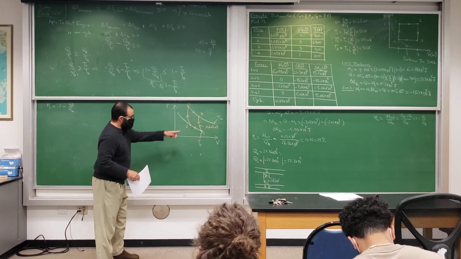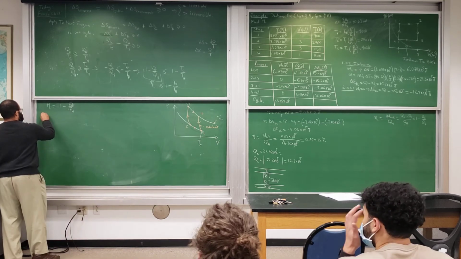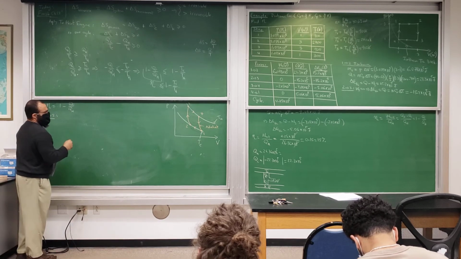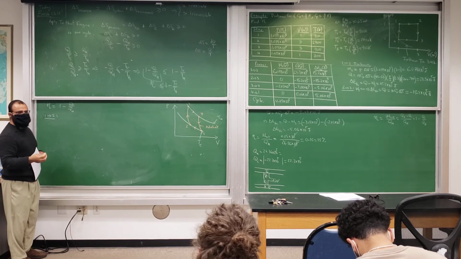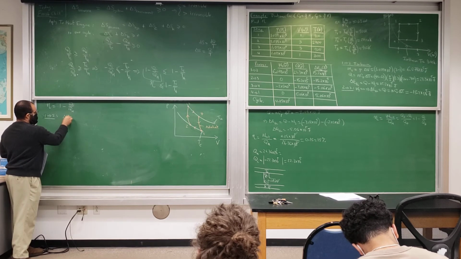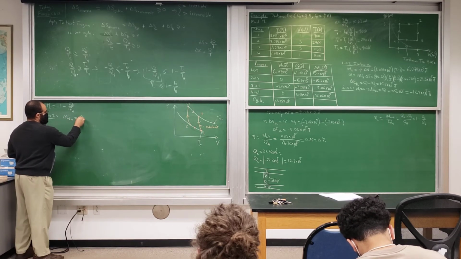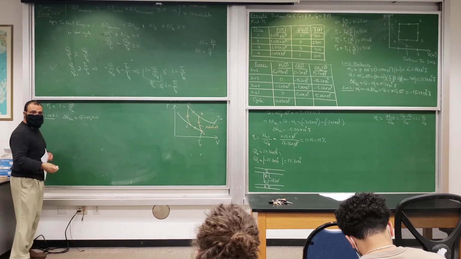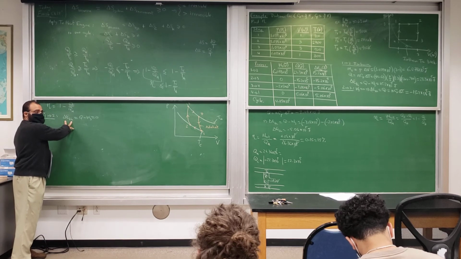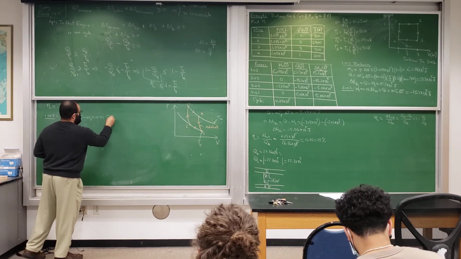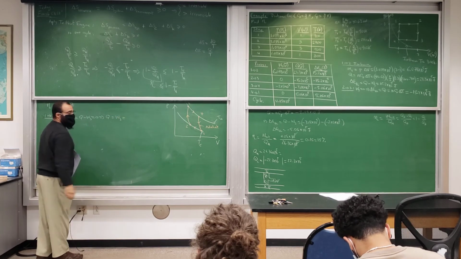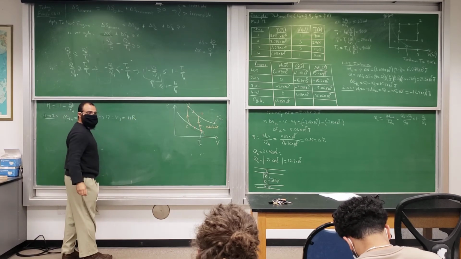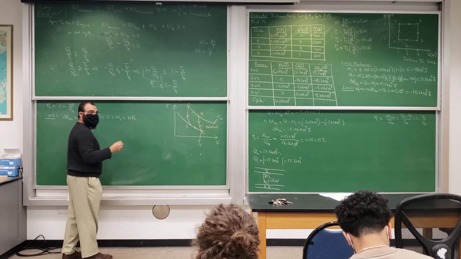So let me calculate from 1 to 2. What is the heat? It's an isothermal process. So I know that delta E thermal, which is equal to Q minus Ws, is equal to 0 because the temperature doesn't change in an isothermal process, and therefore Q is equal to Ws. And along an isothermal curve, the work done is nRT natural log of what?